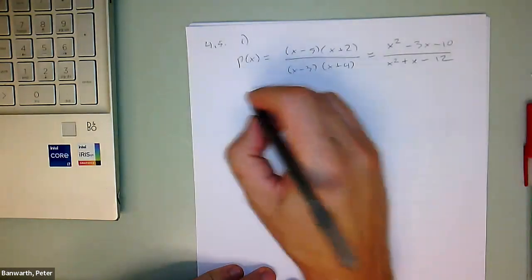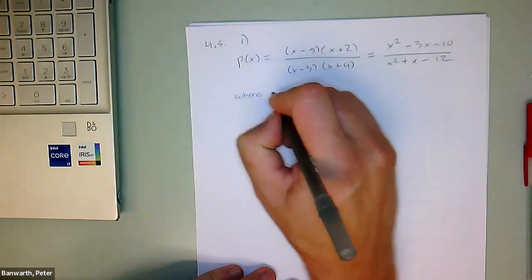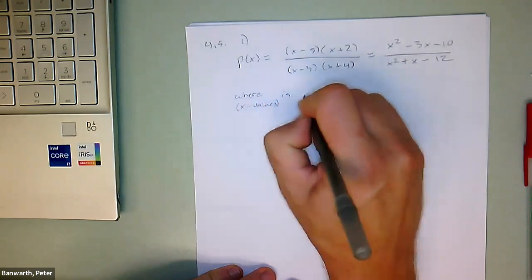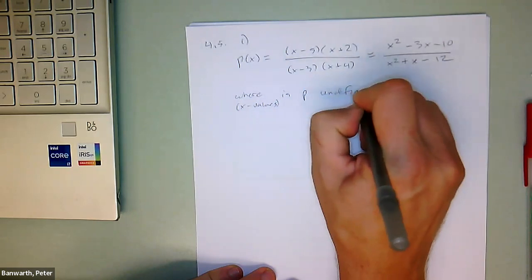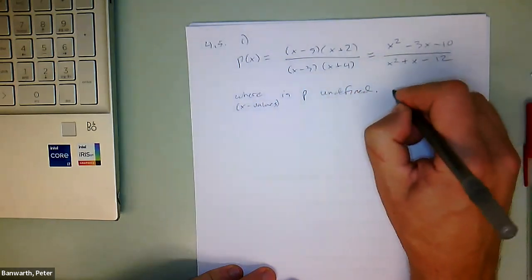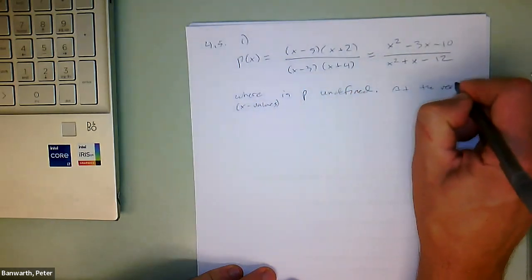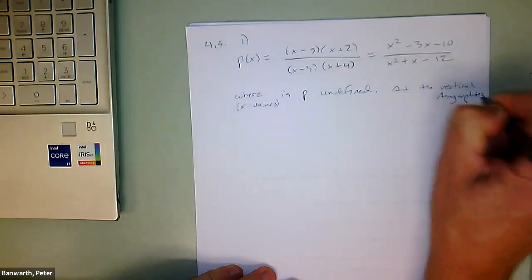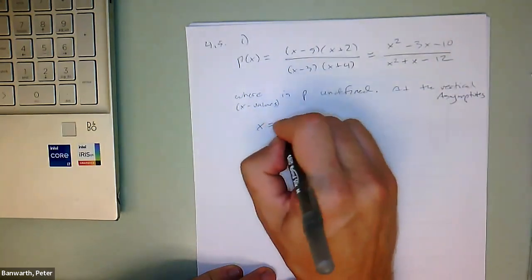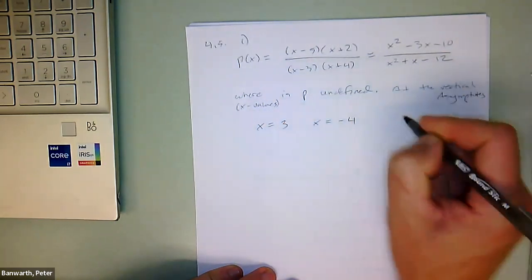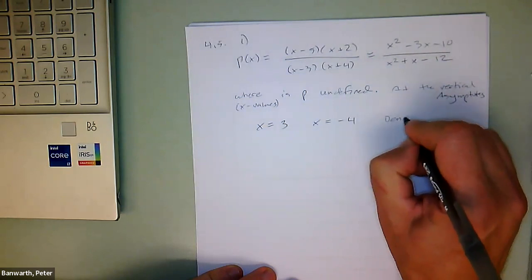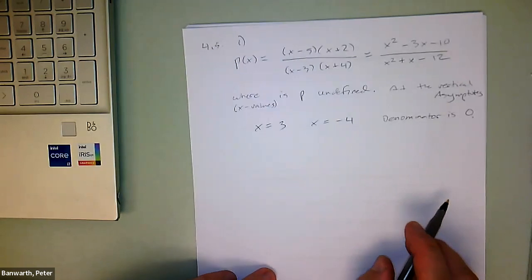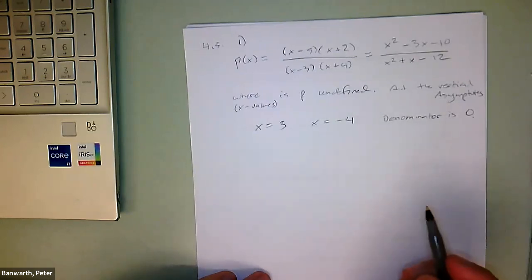All right, so where are the x values where p is undefined? The answer is at the vertical asymptotes. And that's going to occur at x equals 3 and x equals minus 4 because the denominator is 0. So the domain, I just have to cut out those numbers.